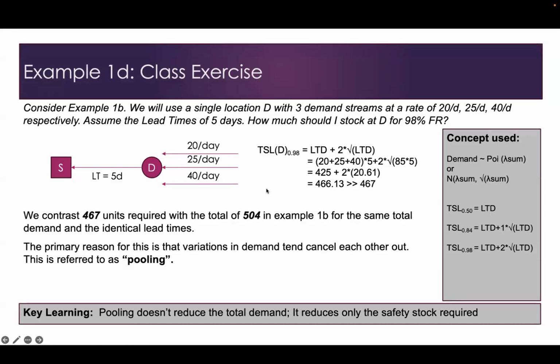Okay. So what have I done here? The only thing I've done is I've moved all these demands to a single location. My lead time demand is actually, if you look at it, exactly the same. It's 425. What happens here is because I am combining the demands, I'm getting a lower standard deviation, a lower safety stock.